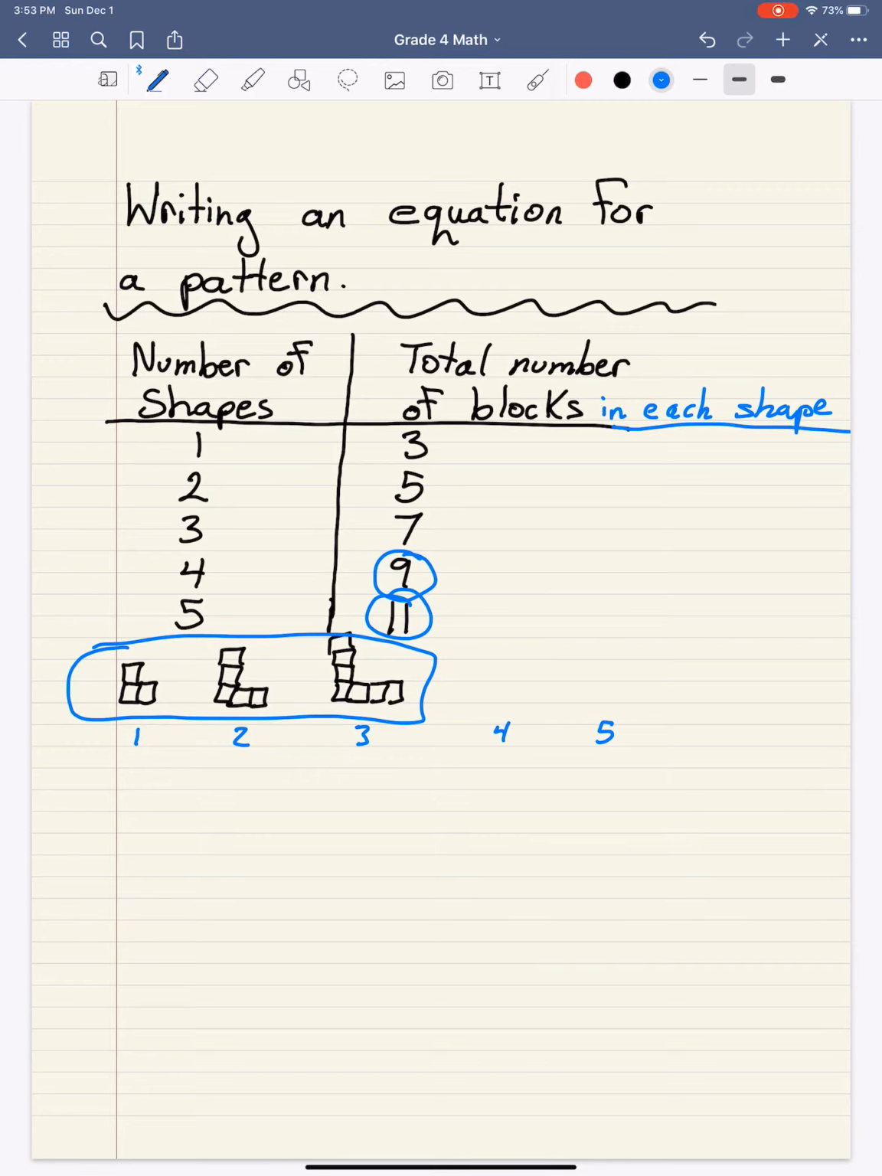So our pattern, if we wanted to write it out on one line, would look like this: 3, 5, 7, 9, 11, and so on.